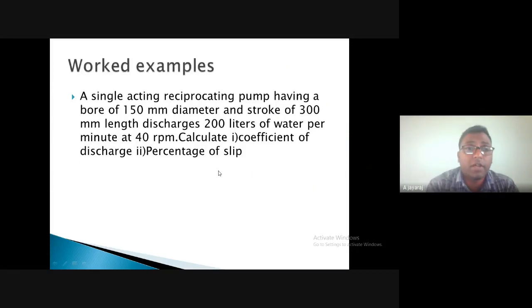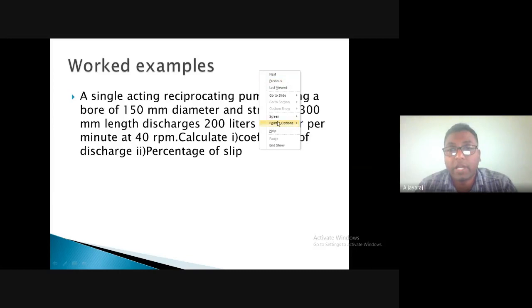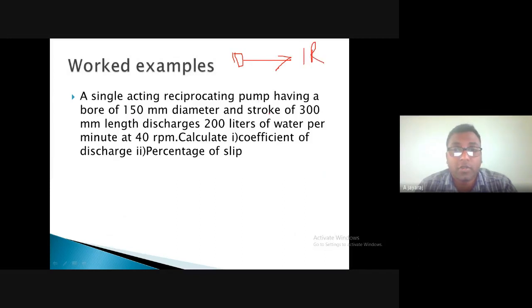So let us have a look at a simple worked example. A single acting reciprocating pump having a bore of 150 mm diameter and stroke of 300 mm length. So here we have the single acting reciprocating pump. Single acting pump means one delivery per one complete revolution. For one revolution there is one delivery stroke. So the size of the cylinder is given. Here I have the size of the cylinder. This is the piston and piston rod.